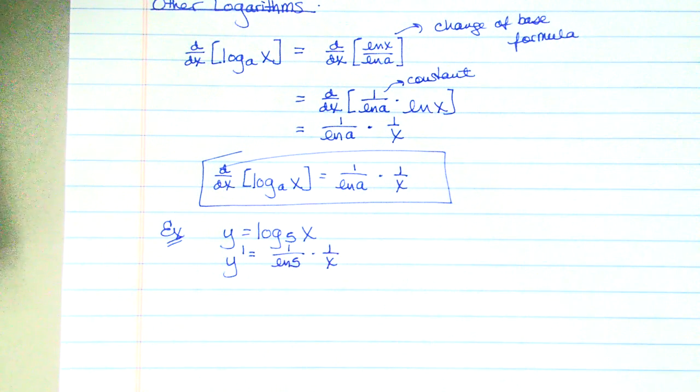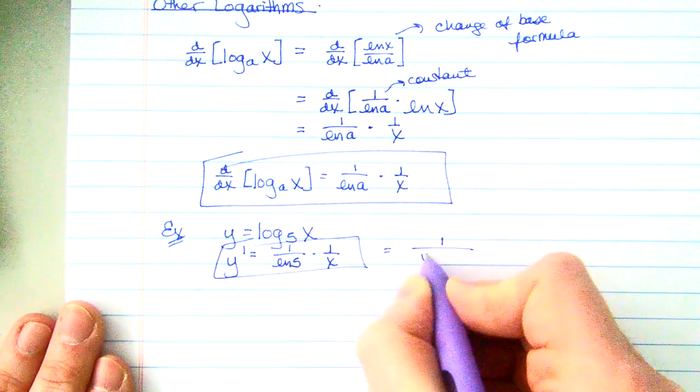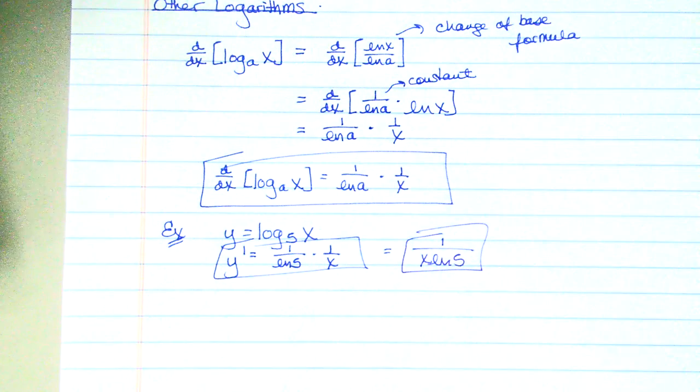I feel like these are a little unsatisfying because they are not super simplifiable or anything. Whatever. Do that. Do 1 over x ln 5. I don't really care. Any of these things will be fine. I'm really not going to be making a big deal about simplifying with these derivatives.